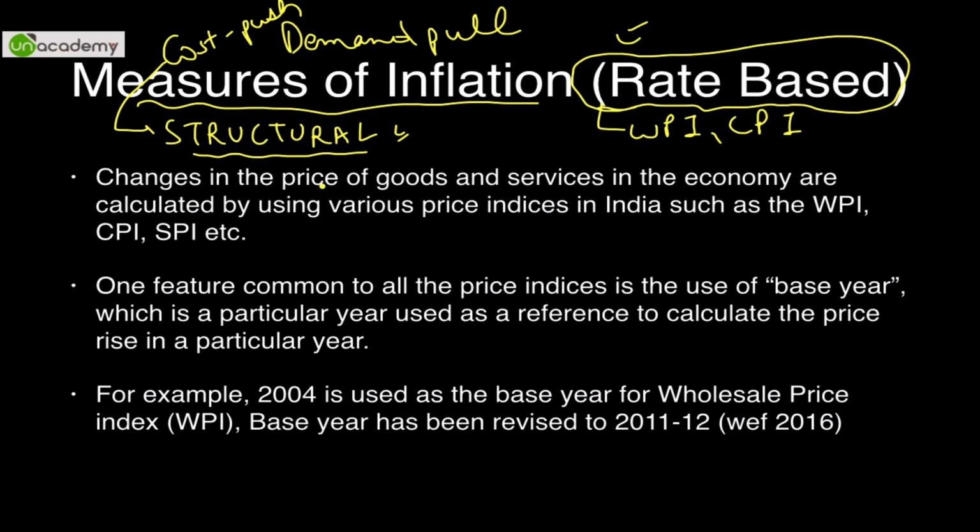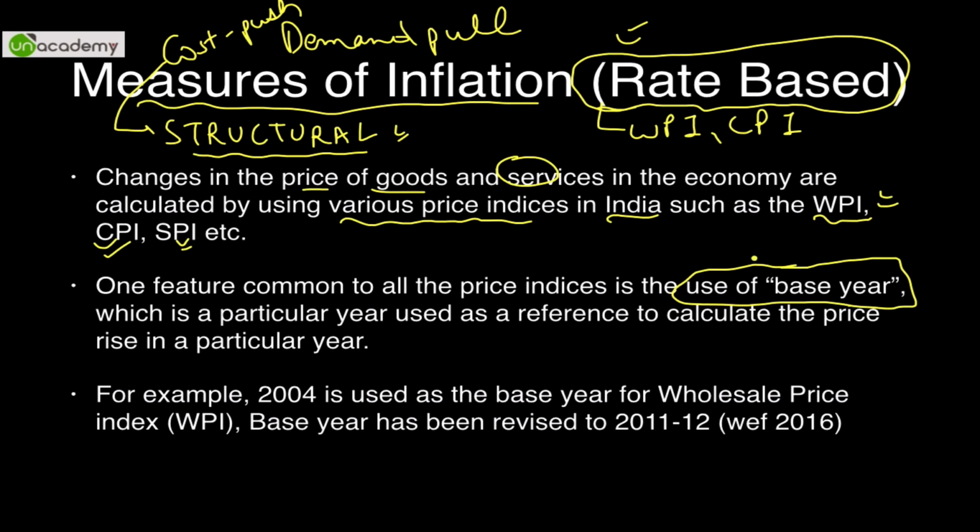Anyway, there will be some changes in the price of goods and services, and there are certain indices developed in India. These are called the wholesale price index, consumer price index and service price index. What is common is we use something called the feature of base year. Base year is a particular year which is taken as the standard against which all the other years' performance is measured. So this is a particular reference year. This is the keyword. It is used as a reference to calculate the price rise in a particular year.